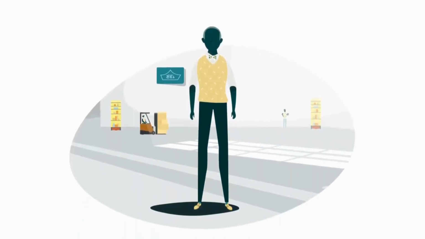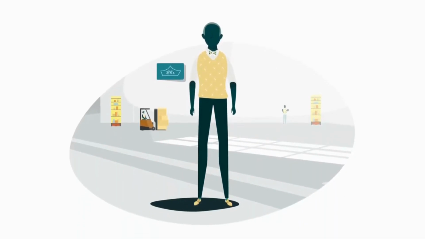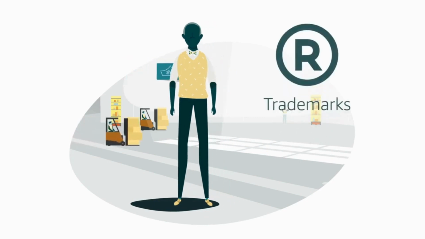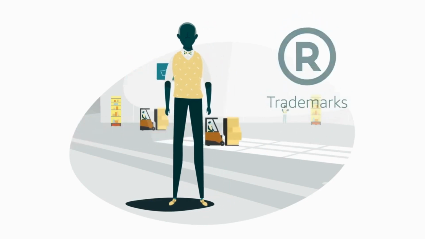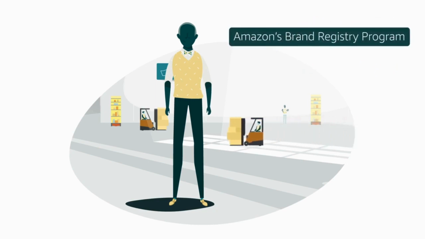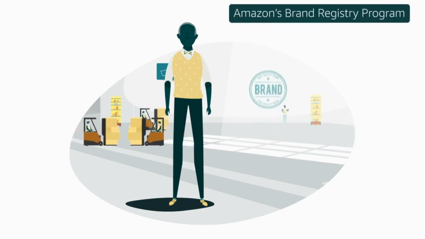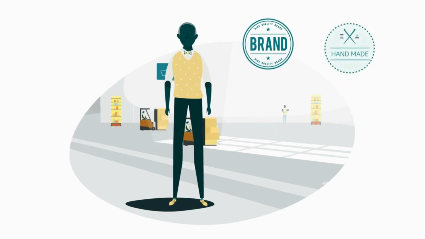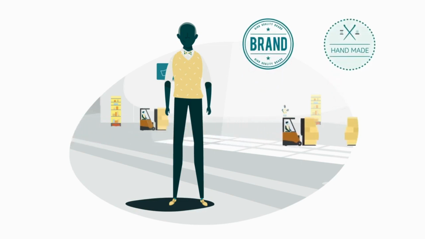What if you are a brand owner? If you have your own trademark, you can sell products as a brand owner. Brand owners who have registered trademarks can take advantage of all the benefits, protections, and programs offered with Amazon's Brand Registry Program. Private label, handmade, or customized products are also allowed on Amazon.